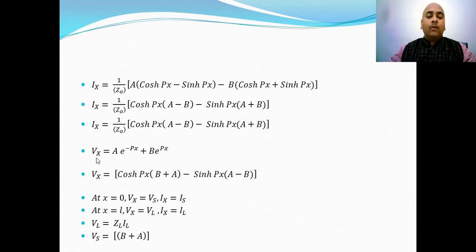Similarly, from the expression of Vx equal to A e raised to power minus px plus B e raised to power px, and after putting the values of e raised to power minus px and e raised to power px, we obtain that Vx is equal to cos hyperbolic px into (A plus B) minus sin hyperbolic px into (A minus B).